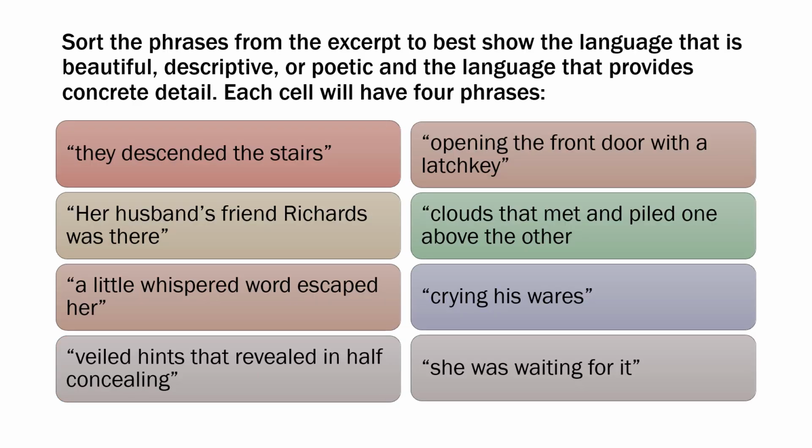Sort the phrases from the excerpt to best show the language that is beautiful, descriptive, or poetic, and the language that provides concrete detail. Each cell will have 4 phrases. They descended the stairs. Her husband's friend Richards was there. A little whispered word escaped her. Veiled hints that revealed in half concealing. Opening the front door with a latchkey. Clouds that met and piled one above the other. Crying his wares. She was waiting for it.